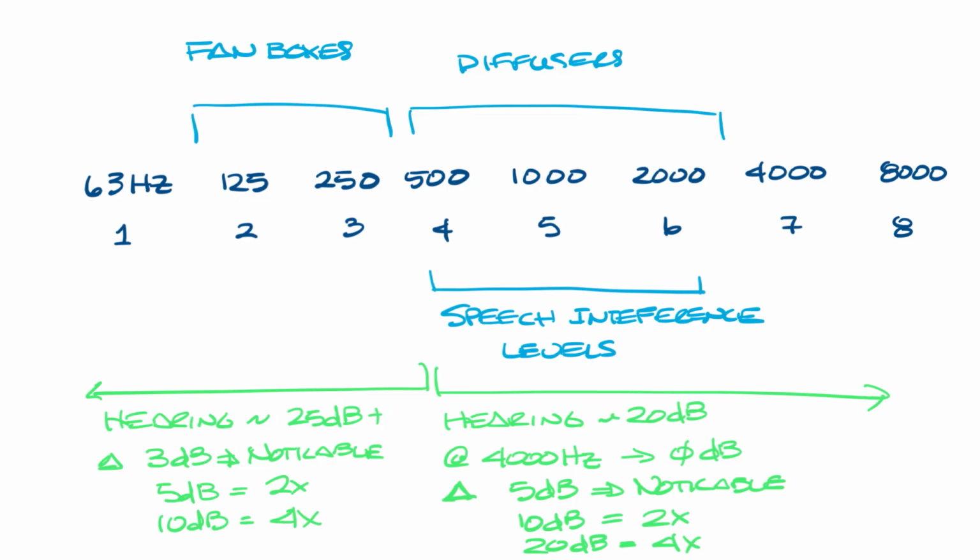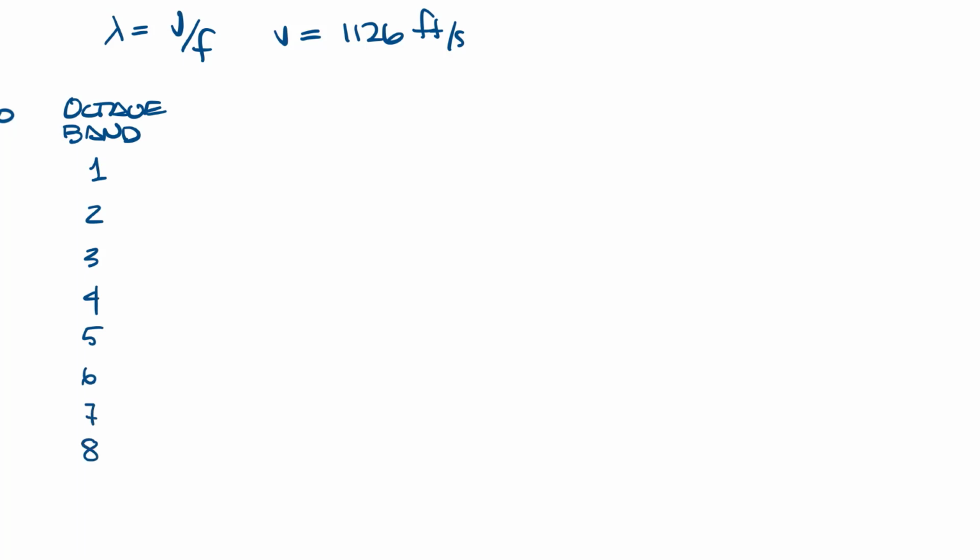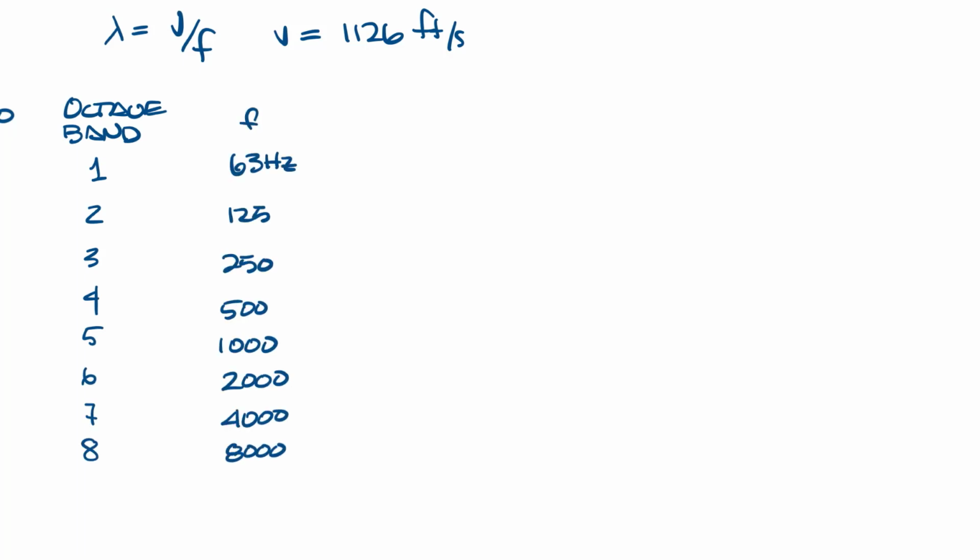Okay, let's move this out of the way because I want to touch on wavelength for a minute. The wavelength of a sound is the velocity divided by frequency. The velocity of sound is 1126 feet per second. So let's look at these octave bands again. Let's draw them down the side this time, 1 through 8. And then let's put the frequencies next to them. And now let's calculate the wavelength of each octave band.